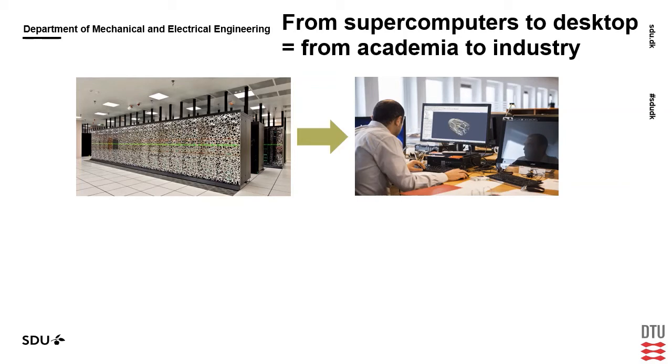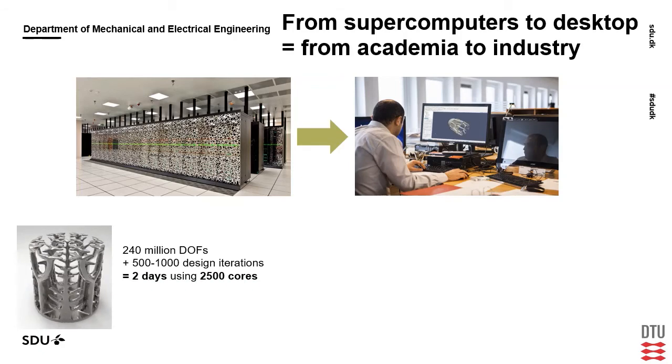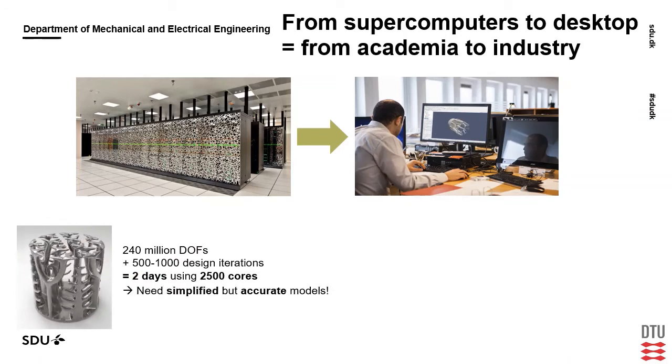It is, of course, also a possibility to run these things on cloud computing services, which are also becoming more prominent. But if we just look at some numbers here, we have 24 million degrees of freedom, 2 days using 2,500 cores. We want to speed this up, and that needs simplified models, because these high fidelity models are just computationally expensive, but we still need these simplified models to be accurate enough to treat the problems that we want to optimize.